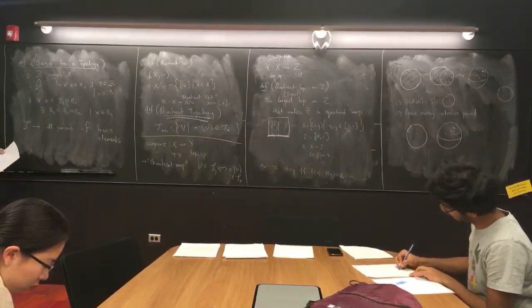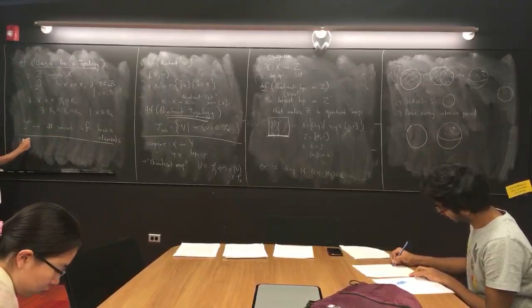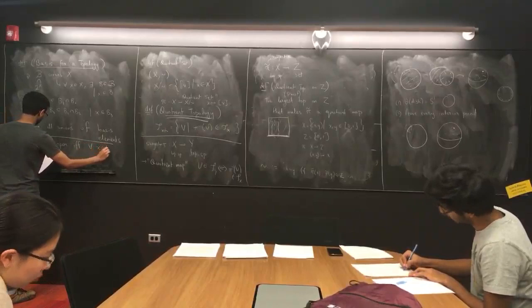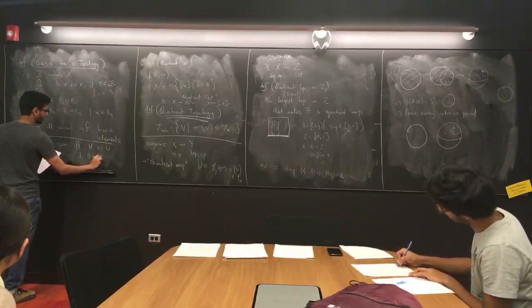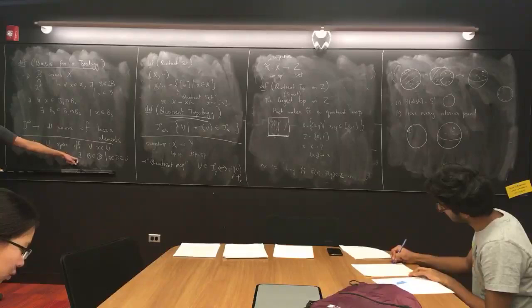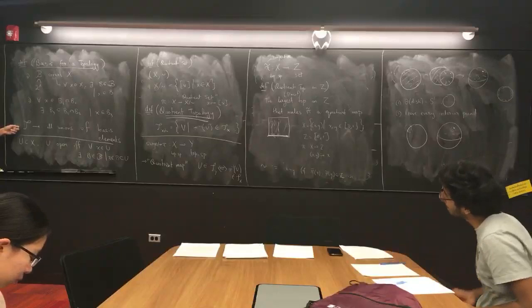Alternately, another way of saying this is that for a set U in X, U is said to be open if and only if for all x in U there exists a B in the basis such that x is in B and B is a subset of U. So all those subsets of X which satisfy this property will form the topology, and this is equivalent to this definition, the definition of the topology generated by the basis.